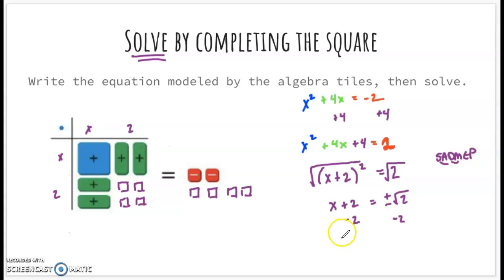Now, this is where it might look a little tricky. Plus 2 minus 2 makes 0, so I'm left with just my x. I personally like to take this -2 and write it out in front. So I have x equals -2 plus or minus the square root of 2.